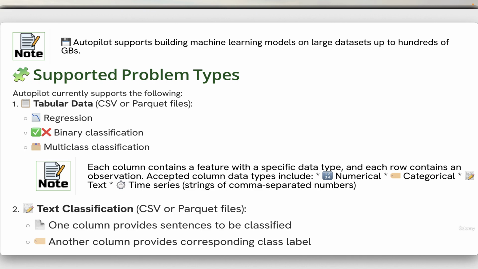And next, text classification. Again, if you have CSV or Parquet files, one column provides sentences to be classified, and another column provides corresponding class label. So you have text, and what is the category? So label is something like what you want to categorize the data, the text to be.